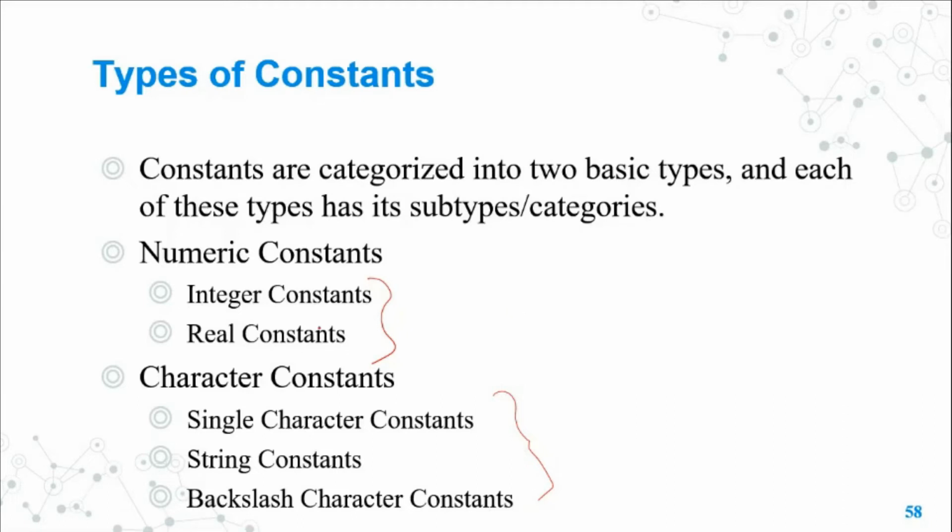Out of these, the integer constant as well as the real constant, we already know what they are. Integer values are 1, 2, 3, etc. Real constants are the real values, that is, they involve the decimal part also. Then the single character constant will have only a single character. In the case of string constants, it will have multiple characters. And the backslash character constants are special operators or special constants that we will discuss.